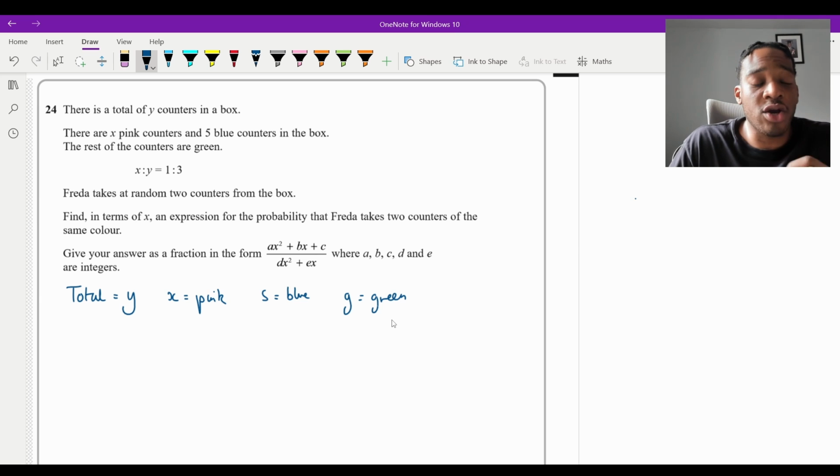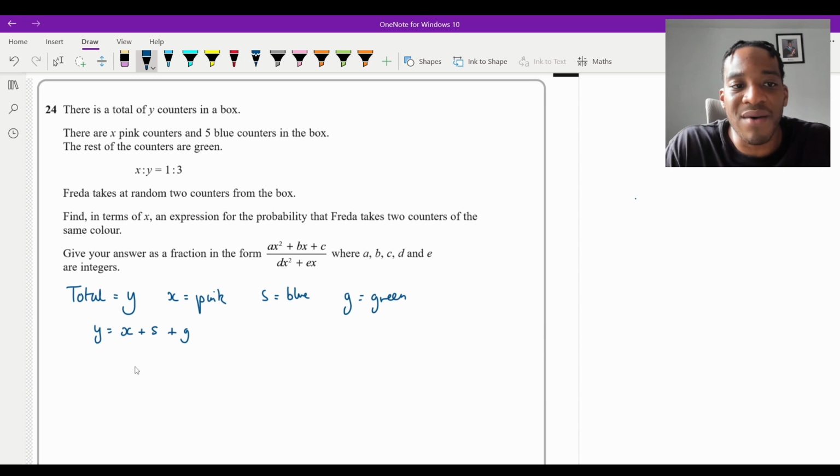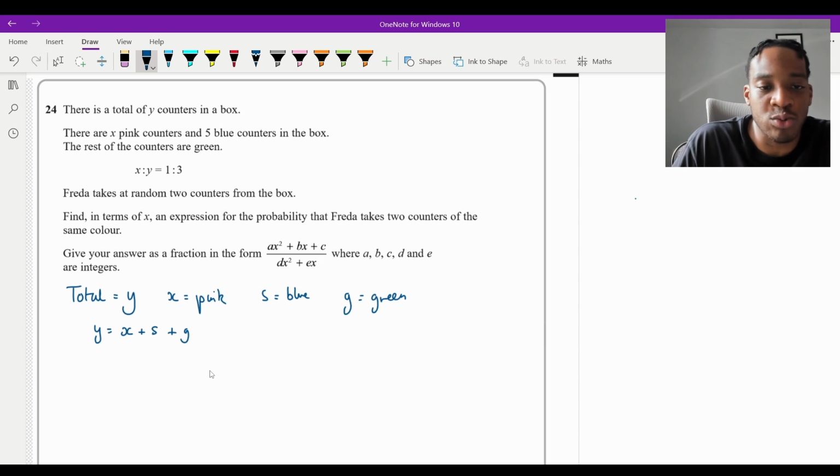So we can create an equation with the total number of counters. We can say the total, which is equal to y, is just going to be equal to these added together: x plus 5 plus G. That is one equation here. Now, they've also told us about the ratio of x to y, and it's equal to 1 to 3. Now, this comes up a lot whereby they give you some sort of ratio and you're dealing with algebra here. Whenever that's the case, what you should remember is that you can express a ratio as a fraction.